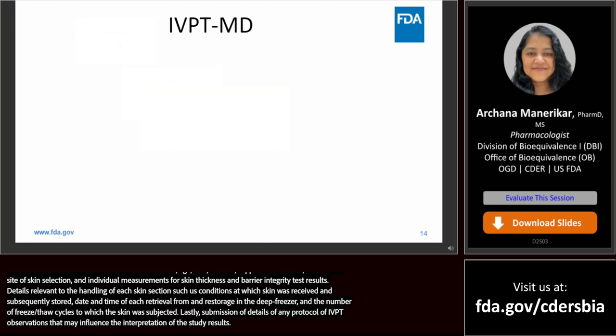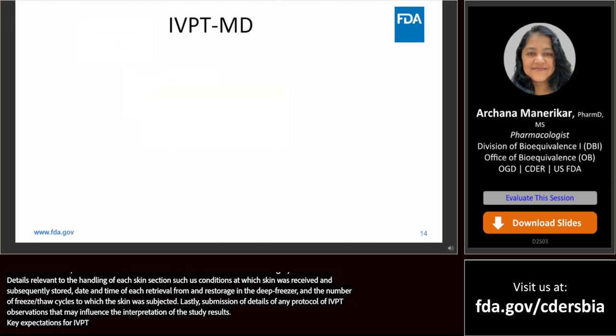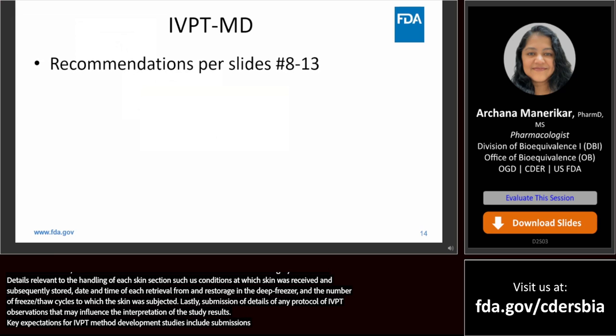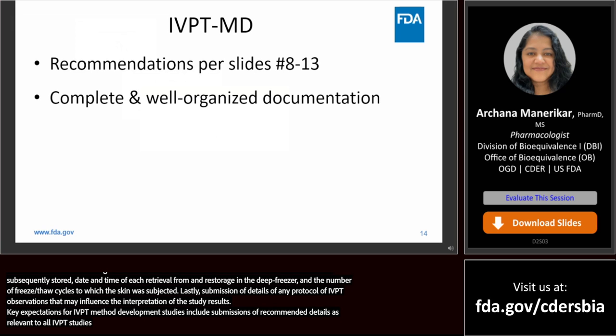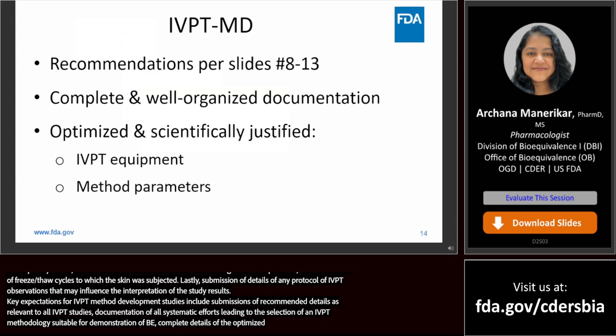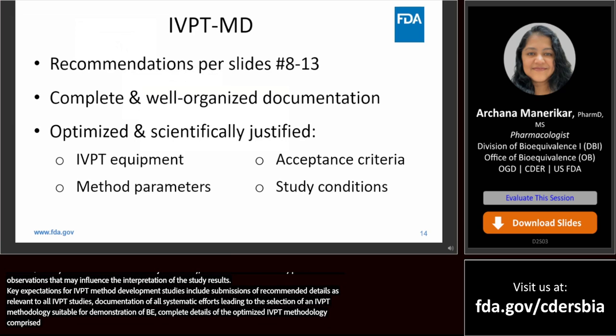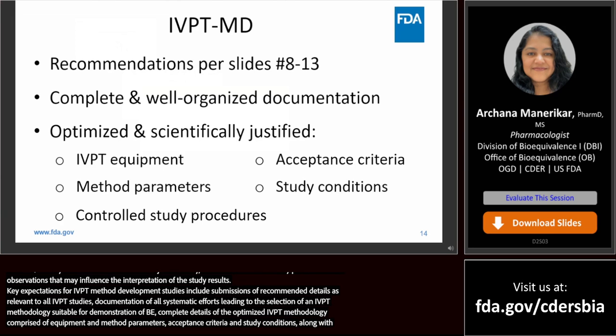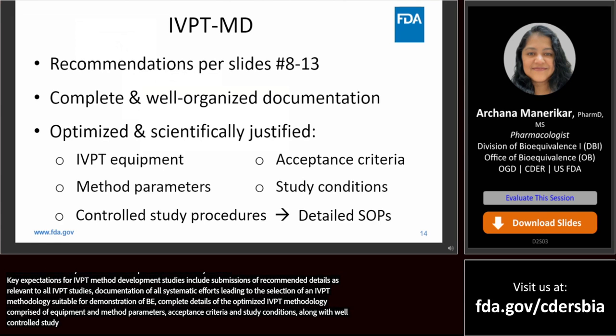Moving on, key expectations for IVPT method development studies include submissions of recommended details as relevant to all IVPT studies, documentation of all systematic efforts leading to the selection of an IVPT methodology suitable for demonstration of BE, complete details of the optimized IVPT methodology comprised of IVPT equipment and method parameters, acceptance criteria and study conditions, along with well-controlled study procedures documented in detailed SOPs.